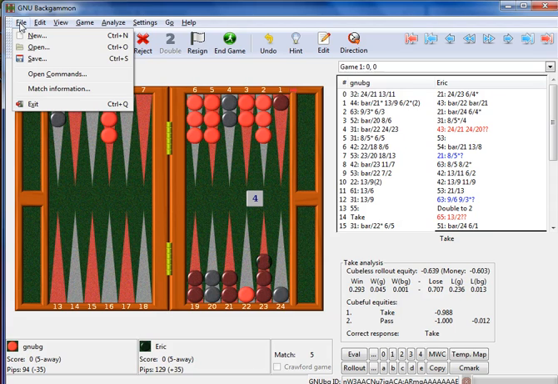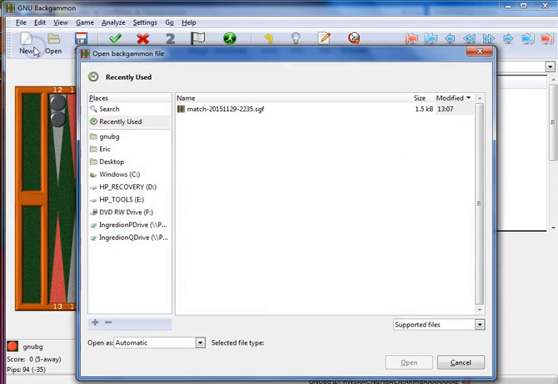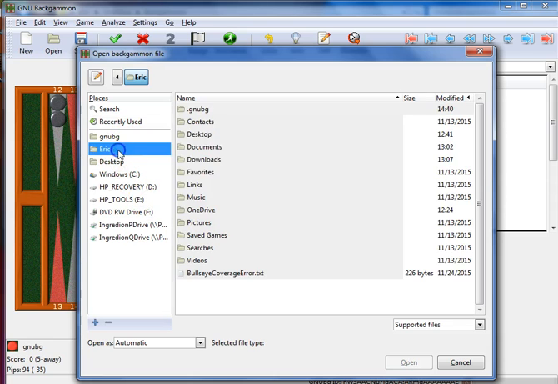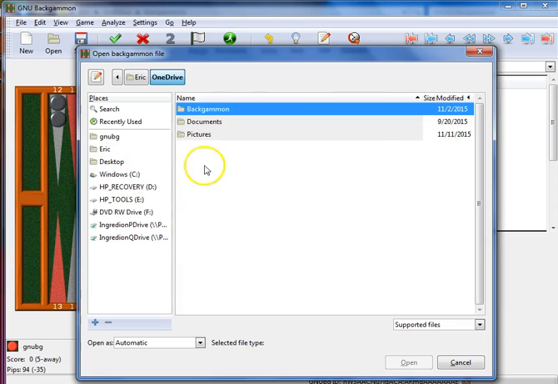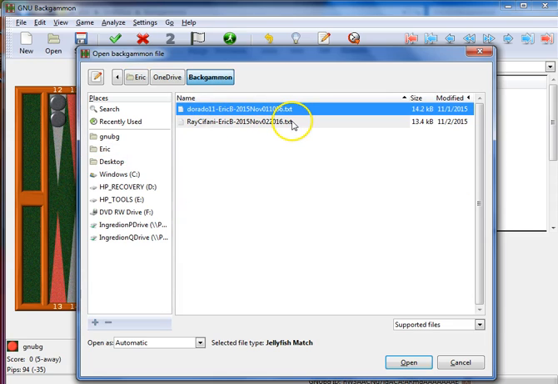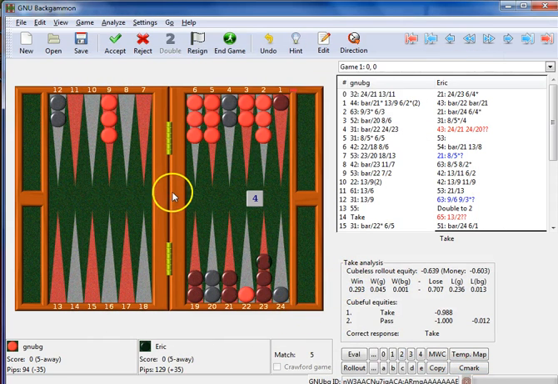So you would just go here, File, Open, and browse to that text file, which is going to be probably a .mat or maybe a .txt file, and open that up, and then you'll be able to analyze that match from your online play.